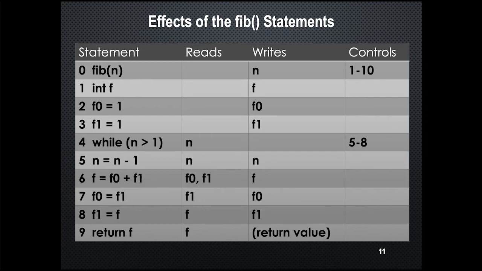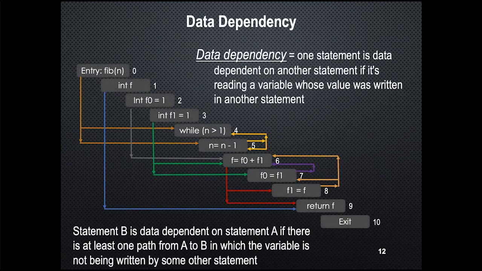Seeing this table sets us up for the ability to see the dependency of each statement. There are two main types of dependency. We have control dependency, which is the statement that controls the execution of other statements, and we have data dependency, which affects the value outcome of other statements.